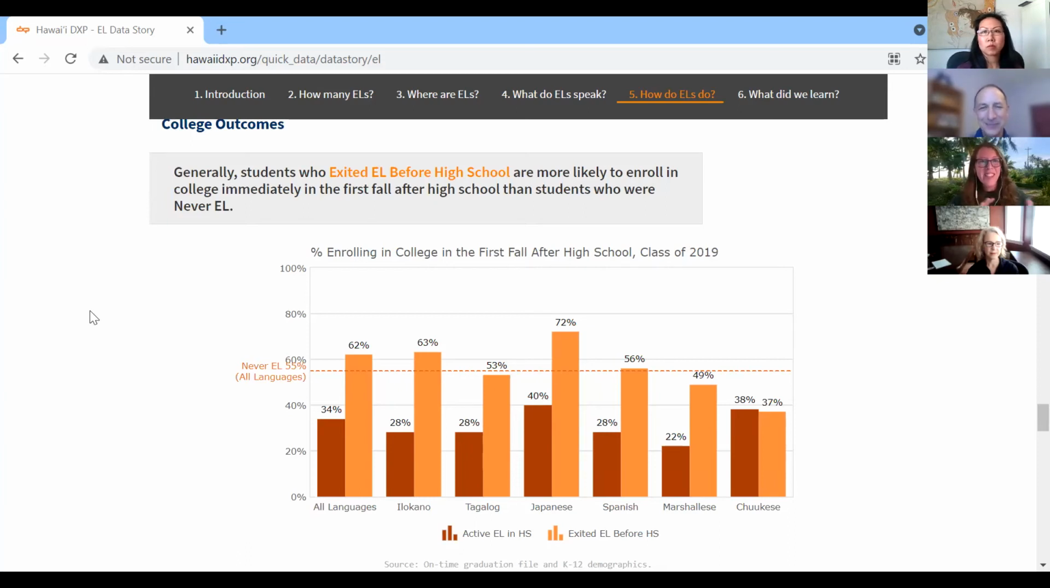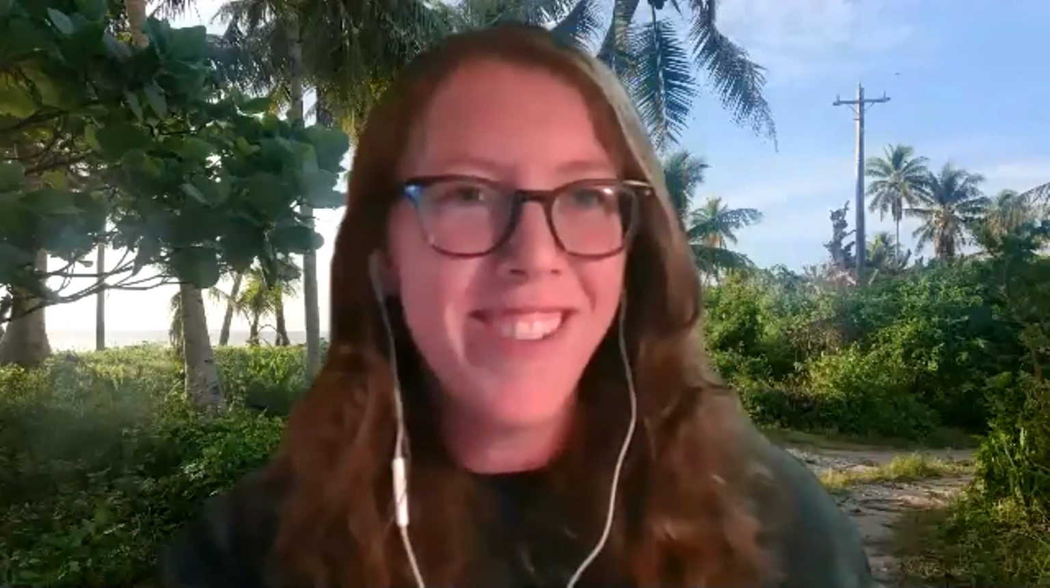Again, you see that students who exited EL before high school are more likely to enroll in college immediately after high school. And I will say that this is just the Hawaii education system in general; they don't have data on students who have exited EL and went to a school, say for example, on the mainland. This is just within the Hawaii early childhood to college pipeline, so to speak. So it's a really great resource. I encourage you all to explore it a bit further. There's a lot of fantastic data to play around with.